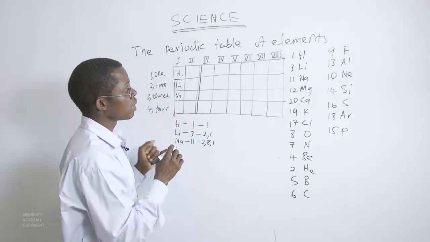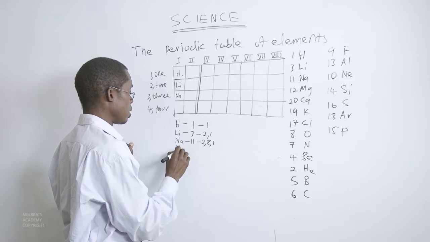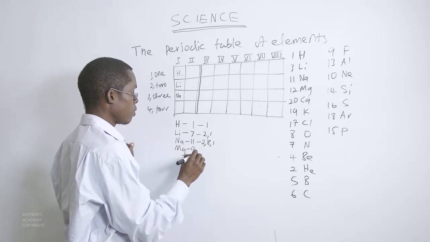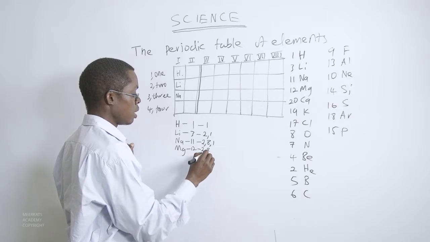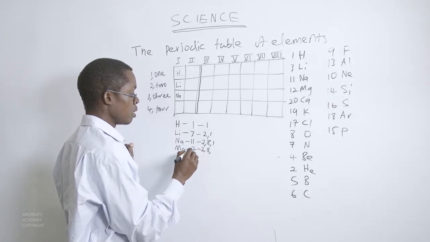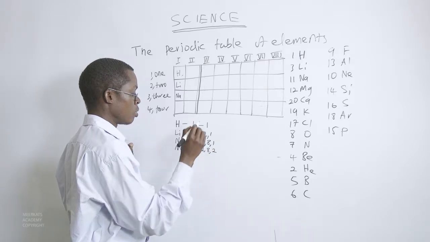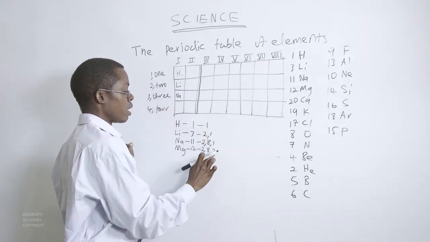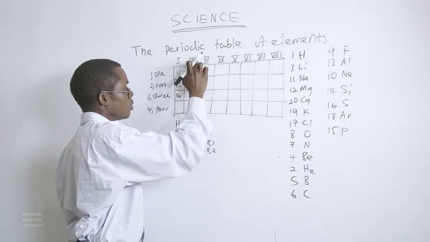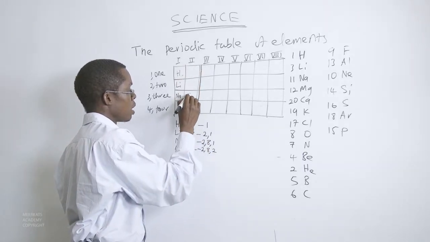Let's look at the next one, that is magnesium, which has 12. Electronic first 2, then 8, remaining, that is 10, 12, remaining 2. So energy levels 3, and outermost is 2. So the place is at this point.